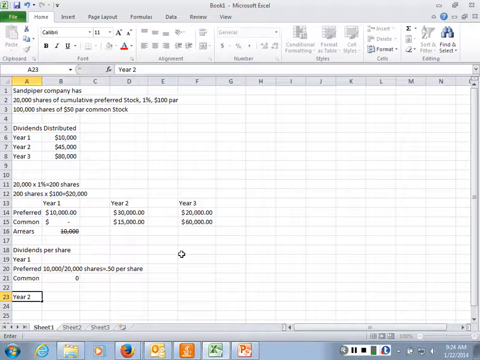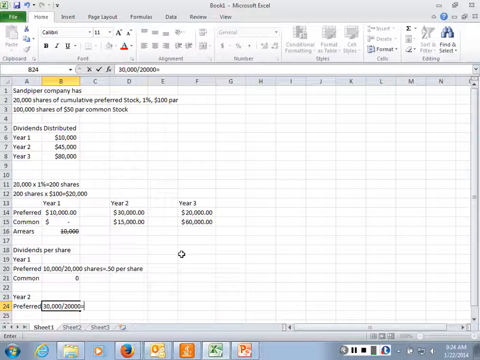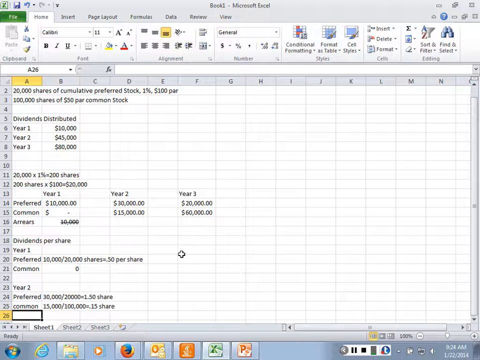Year 2, my preferred, I divvied out $30,000 in dividends, and I had 20,000 shares. That would be $1.50 per share. Common, I had $15,000 in dividends divided by 100,000 shares. That will give me 15 cents per share. All right, you get the gist there. So you're doing dollars divided by total shares.